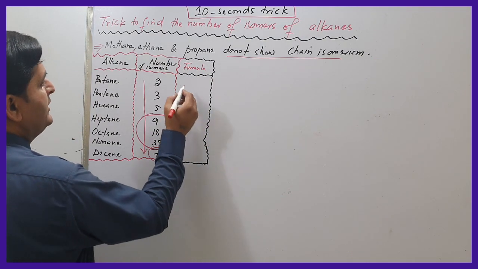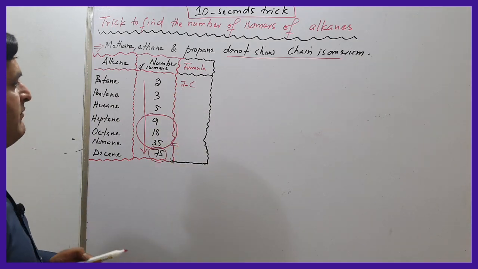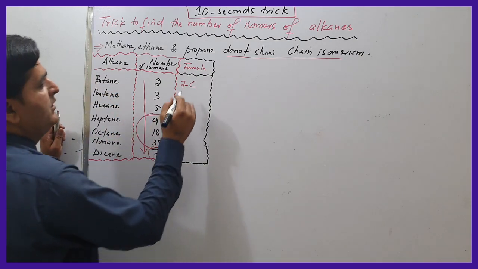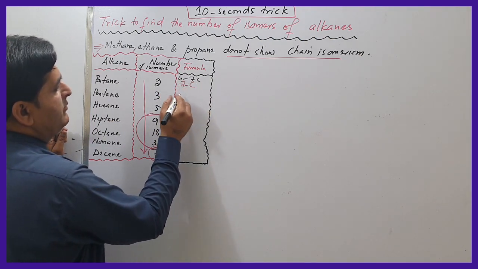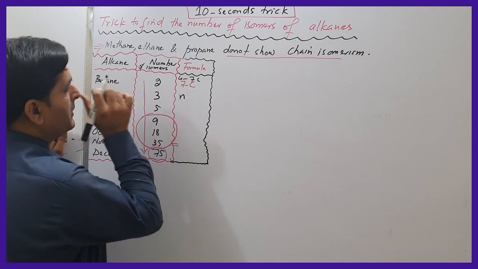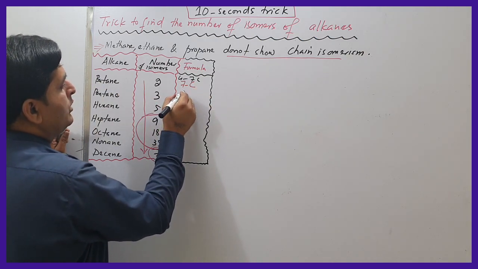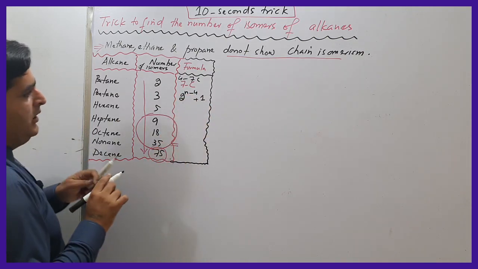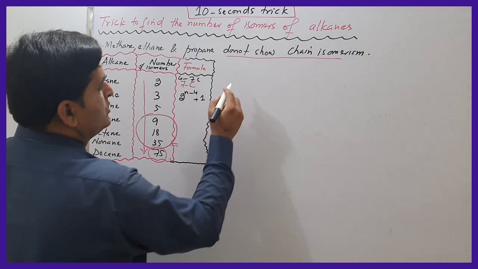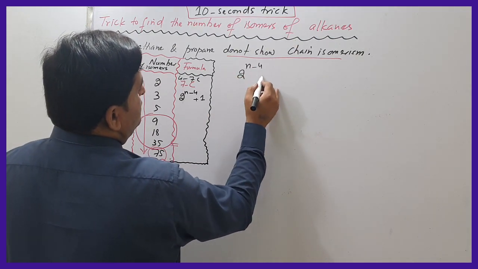Up to 7 carbon atoms: if our compound has 4 to 7 carbon atoms, the formula is 2^(n-4) + 1.